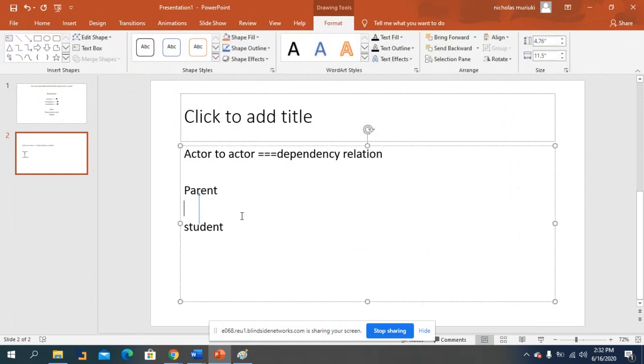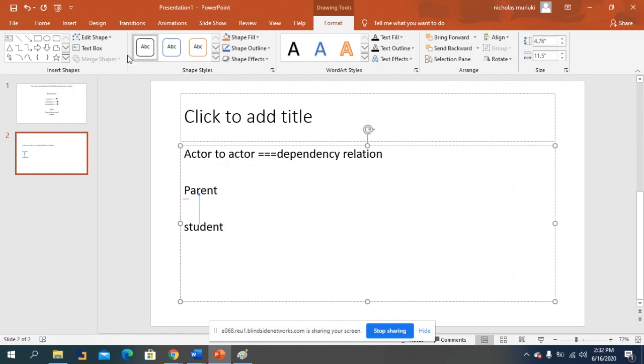So meaning this is a class called parent and this is another class called student, but of these two classes, one of them is the superior of the other. So it means you can be a parent and you are not a student. You can be a parent and you are a student. So a student derives some attributes from the parent. So this becomes the derivative. So this becomes the subclass, and this becomes the parent class.